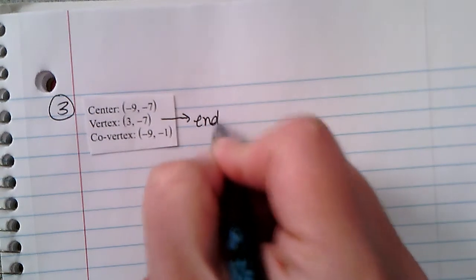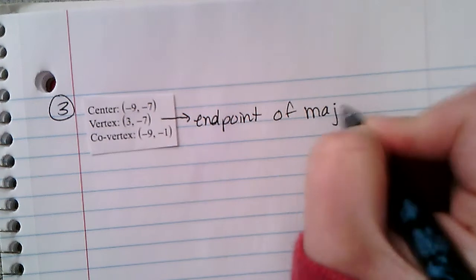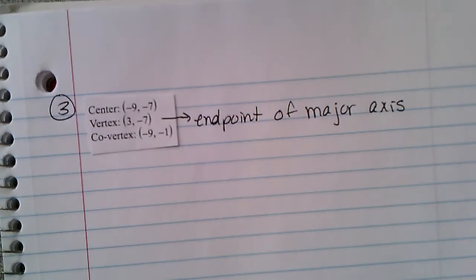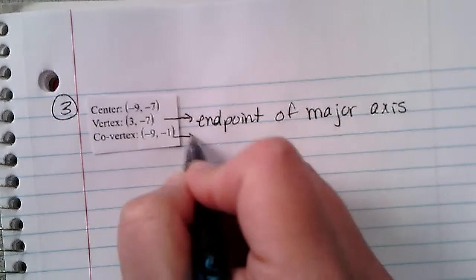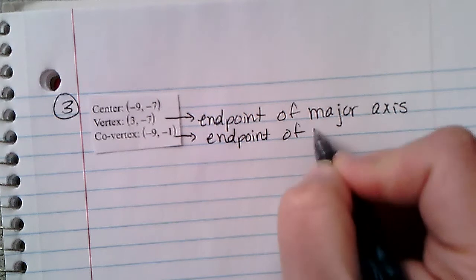Okay, example number 3 gives some terminology that's going to be really important. So we get the vertex, and then we get things called the vertex and the co-vertex. If you've read your definition slide, you already know what this is. The vertex is an endpoint of the major axis, so we know where the major axis ends. Then the co-vertex is the endpoint of the minor axis.